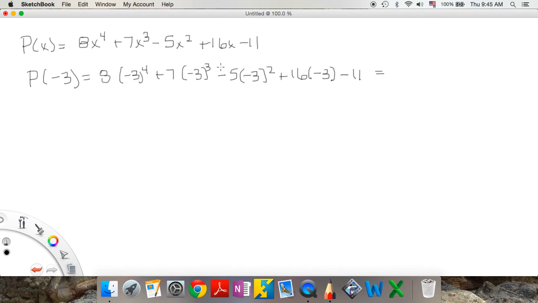And if you plug all this in, make sure you do your exponents first, then your multiplication. Remember those order of operations: parentheses, exponents, then multiplication and division, then addition and subtraction, and you get 355. Now, you can do this on your calculator.